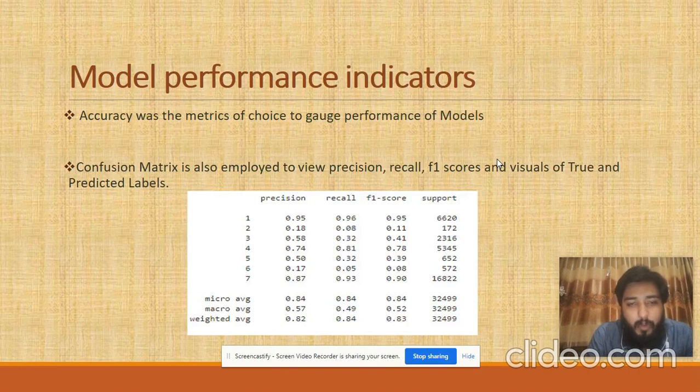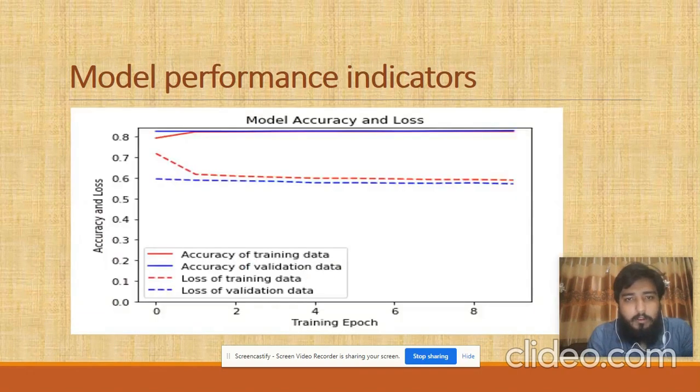For model performance, I chose accuracy as the metric, as well as precision, recall and F1 score. Also, we have used visualization to see how our model is performing, what the loss of the training and validation data is, and the accuracy of training and validation data as well.